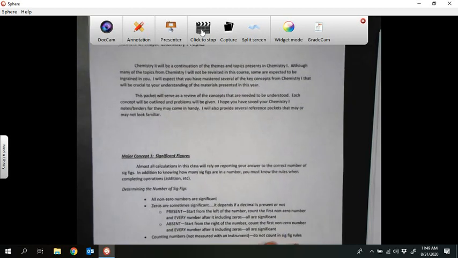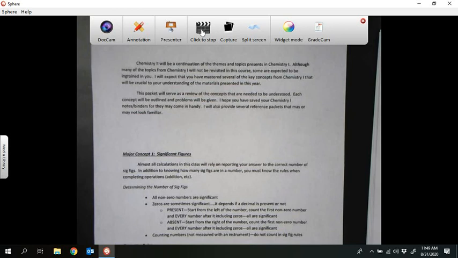So the first topic that we're going to talk about is going to be significant figures. So sig figs are really important because they help us control the amount of uncertainty in measurements. So these are going to be used anytime that we are dealing with measurements. So moles, grams, volumes, all of those different things.